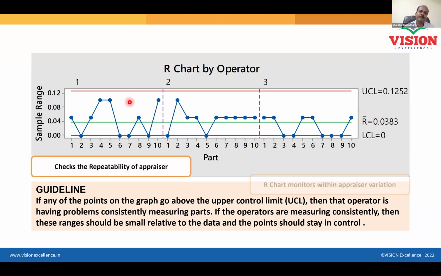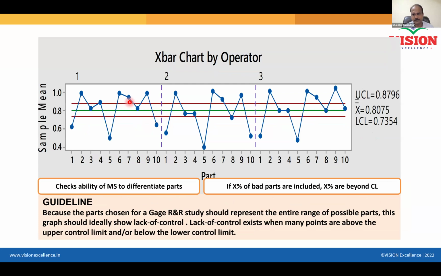Now you move on to the X bar chart. Now tell me, what percentage of good parts are mixed with bad parts? 60% good, 40% bad. Yes or no?